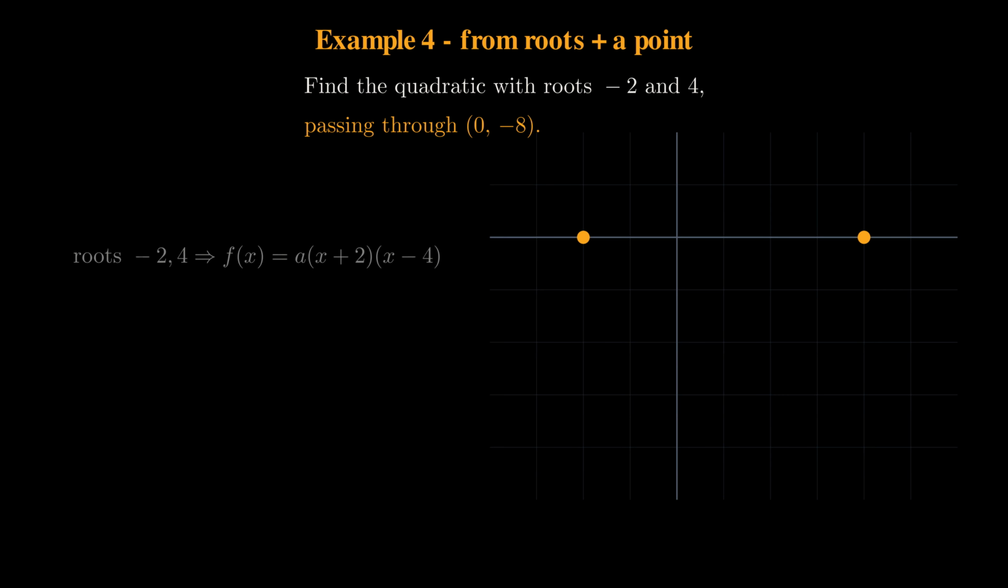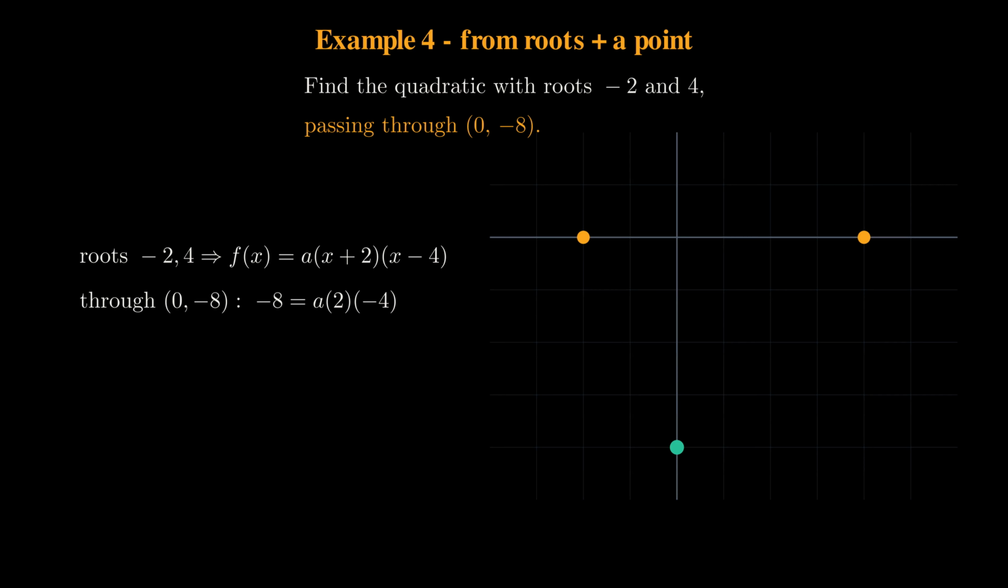Mind the signs. A root of minus 2 comes from the factor x plus 2, but roots alone don't pin down a. Infinitely many parabolas share those two x-intercepts, each a different width. That's what the extra point is for. Substitute x equals 0, f equals minus 8. Minus 8 equals a times 2 times minus 4, which is minus 8a.